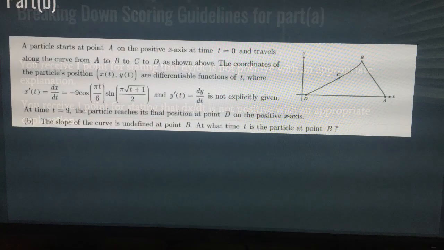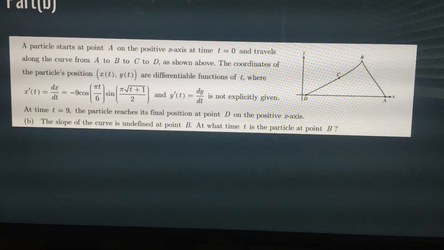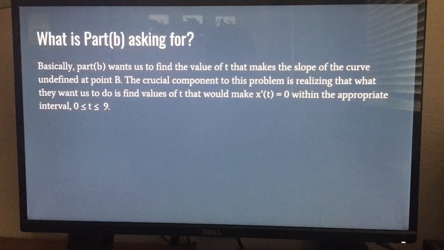Part B asks us, the slope of the curve is undefined at point B. At what time t is the particle at point B? Basically, part B wants us to find the value of t that makes the slope of the curve undefined at point B. The crucial component to this problem is realizing that they want us to find the values of t that makes x prime of t equals 0 within the appropriate interval 0 to 9.